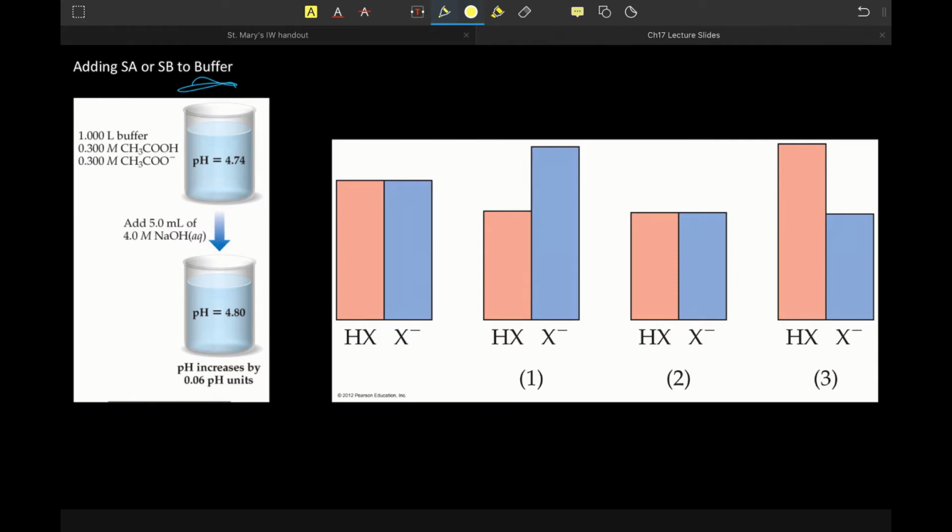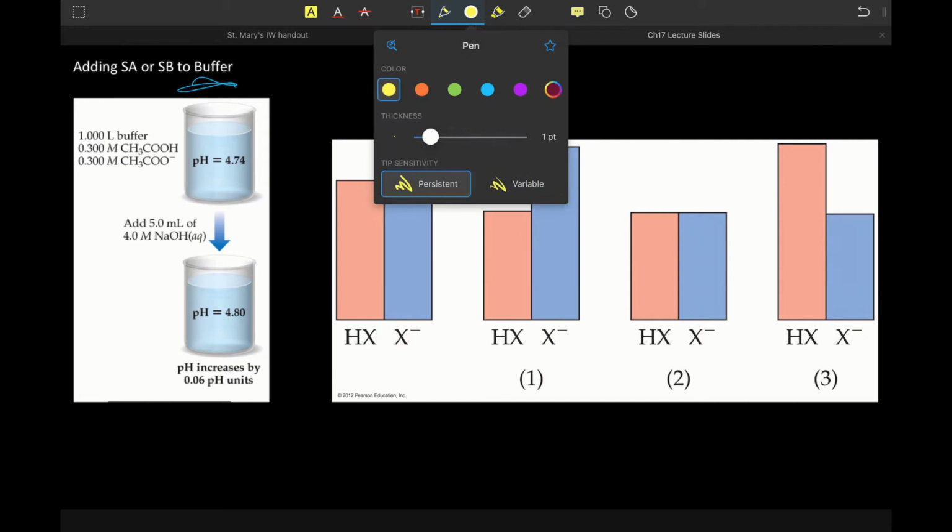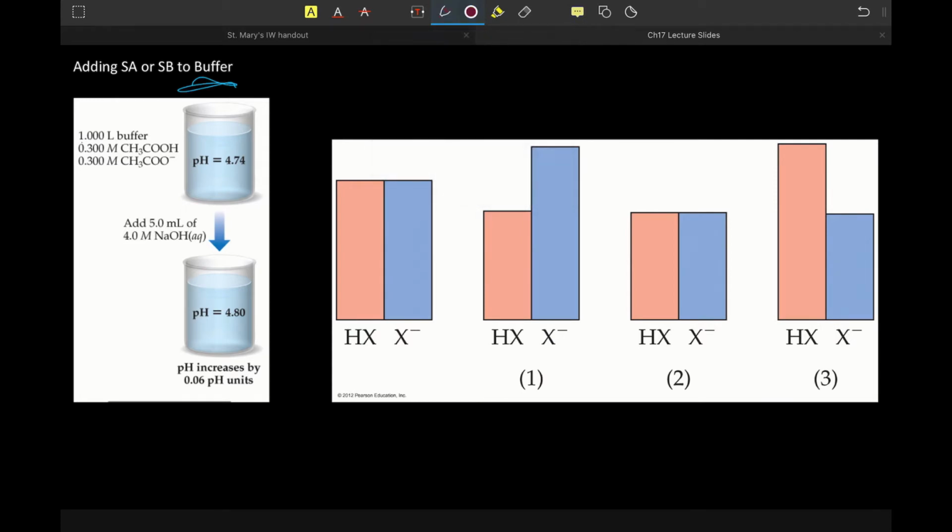So here is just some figures from your book, and I just want to talk about them to make sure that we sort of understand the concept before we solve a problem together. So here we have a figure that tells us what we're looking at. We have 1 liter of buffer that contains equal moles or equimolar concentrations of acetate and acetic acid, which, like we talked about previously, gives us a pH of 4.74.